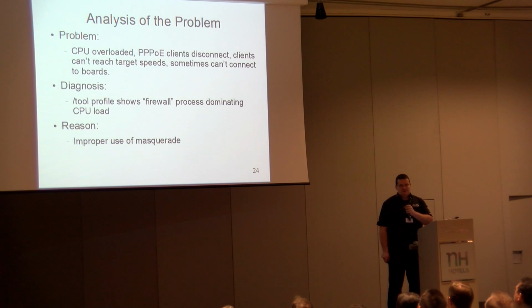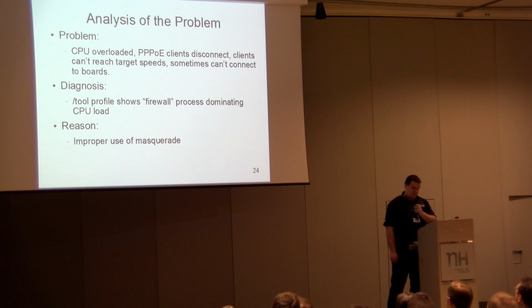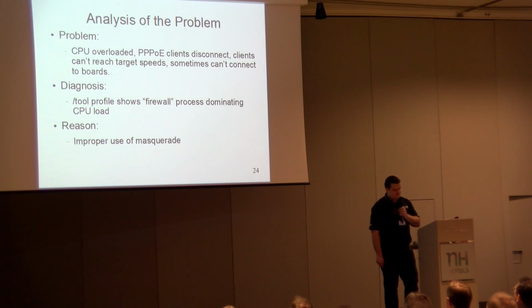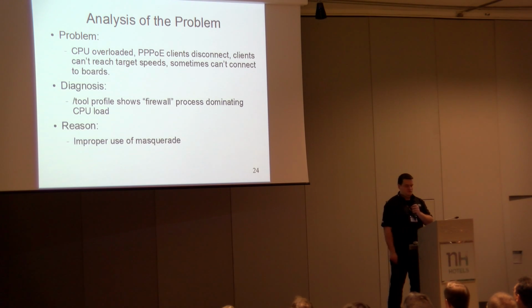Let's take a look at the problem. So CPU is overloaded. PPPoE clients disconnect, can't reach target speeds. Sometimes you cannot connect to the board. So it's quite similar to the OSPF problem. But this time when you take a look at your tools profile, you see the firewall process. But I have no firewall. I have just one Masquerade. How can I have 100% load of firewall? It's because of improper use of Masquerade.